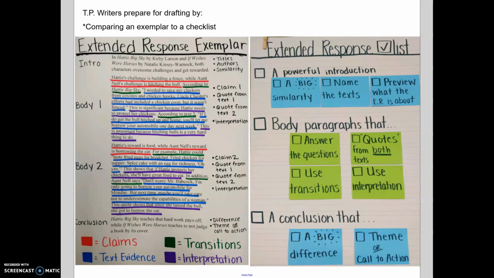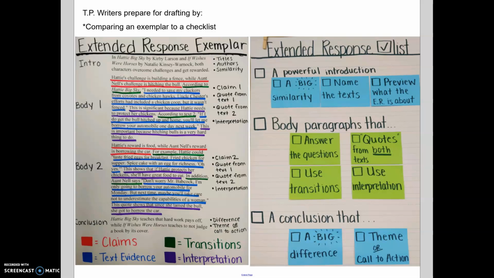So this is our extended response checklist, and we know that in our introduction we want a big similarity between the texts. We also want to name the titles of the texts, and if you can, we can give one sentence to preview what the extended response is going to be about.